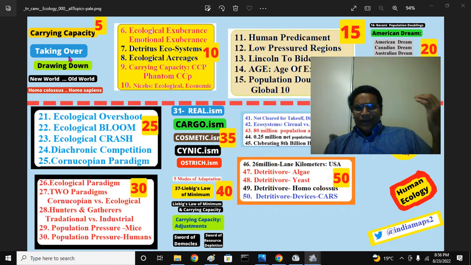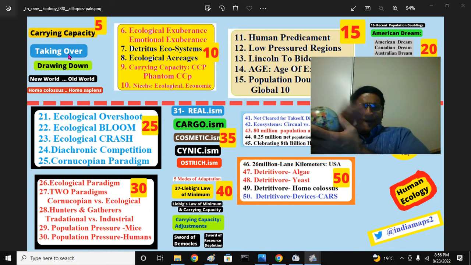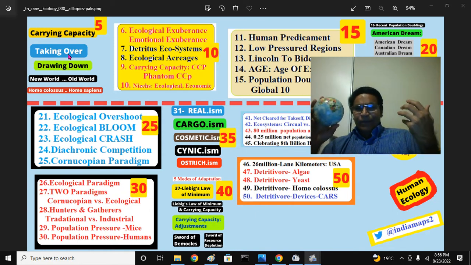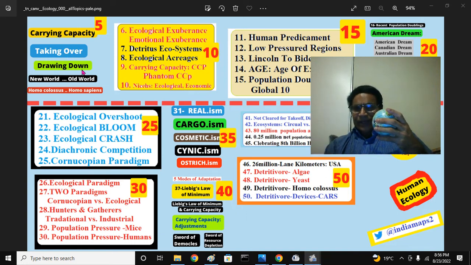So the carrying capacity: humans taking over the entire planet Earth, taking away the flora and fauna, taking their land for their own benefit, then drawing down one-time resources after steam engine industrialization and coal and oil discoveries, creating a phantom carrying capacity, not real. The old world concept, the new world, Homo colossus, Homo sapiens, ecological exuberance leads to emotional and social exuberance. Detritus is decaying organic matter. Today's economy is mostly a detritus-based ecosystem. That means it has bloom and crash, eruption and collapse, or contraction, or die-off. Ecological acreages: fossil acreage, fuel acreage, ghost acreage, trade acreages. Carrying capacity, the real one, and how it differs from the ghost carrying capacity or phantom CCP.